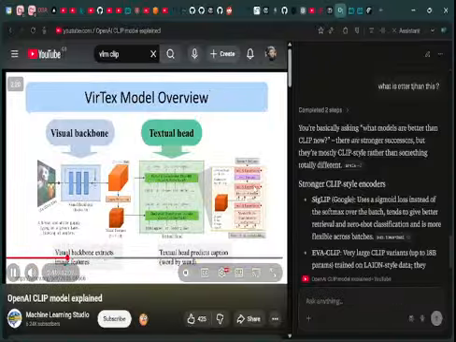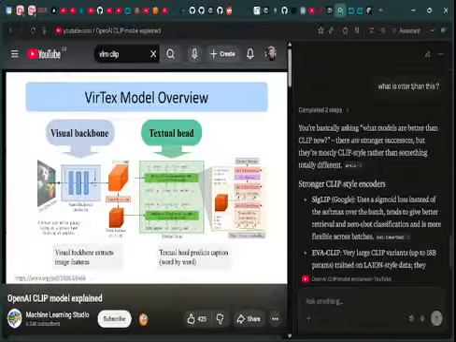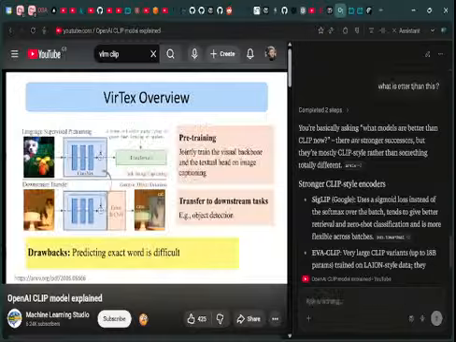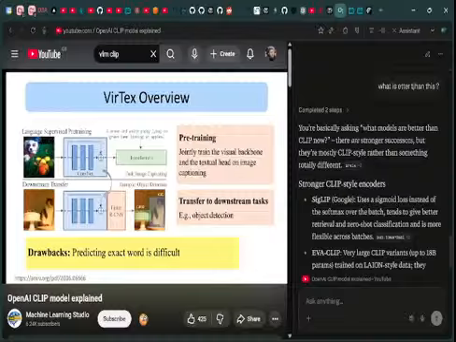The VirTex model is composed of a visual backbone and a textual head as shown in this figure. The visual backbone extracts features from the input image, and the textual head receives the features from the visual backbone and predicts the caption word by word. After pre-training the VirTex model, this model can be transferred to downstream tasks. However, the major drawback of this approach is that it is difficult to predict the exact caption, since there are various possible captions that can go with an input image. So as we'll see, ConVIRT and CLIP models both opted for a different approach.